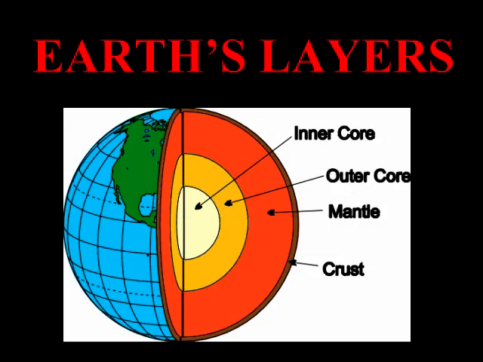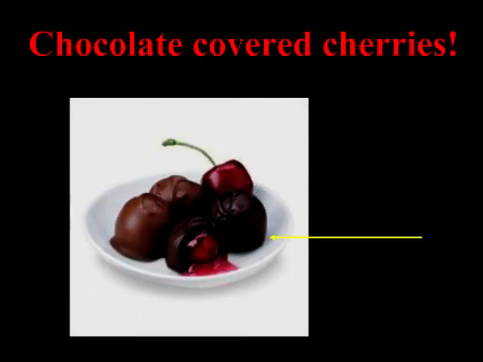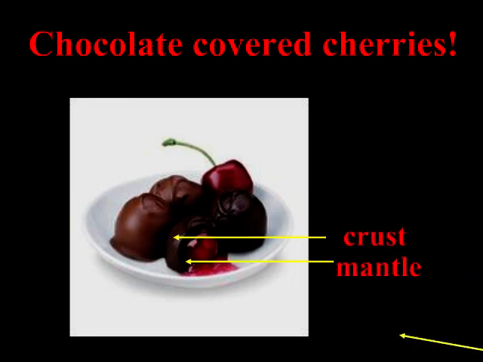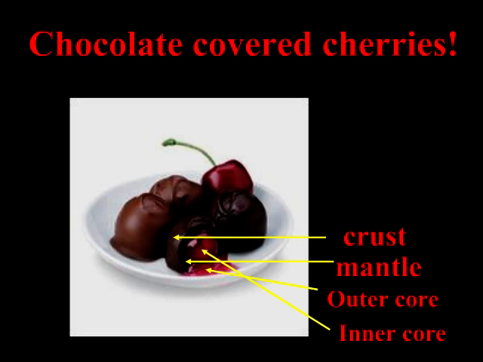Okay, so Earth has 4 layers. We have the crust, the mantle, the outer core, and the inner core. Well, some people compare the Earth to a chocolate-covered cherry. And I like this because this is really a mature taste. Young kids really cannot appreciate how delicious a chocolate-covered cherry can be.